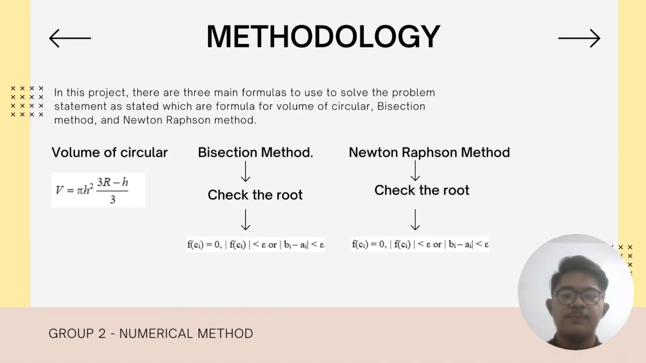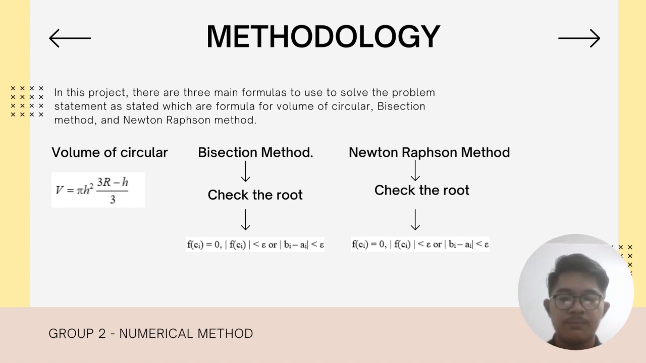Okay, next part, which is the methodology. In our project, we focus on three main formulas: the volume of the sphere, the bisection method, and the Newton-Raphson method. By using the volume of the sphere, we find the volume of the tank. And with the bisection method and the Newton-Raphson method, we use both methods to find the intersection point.